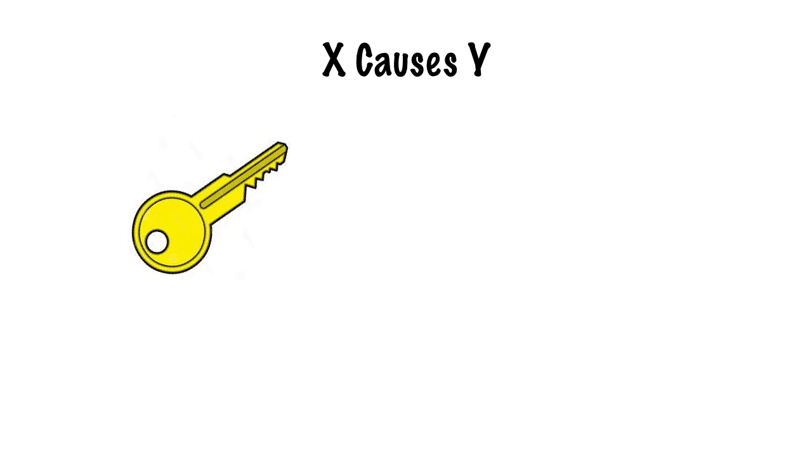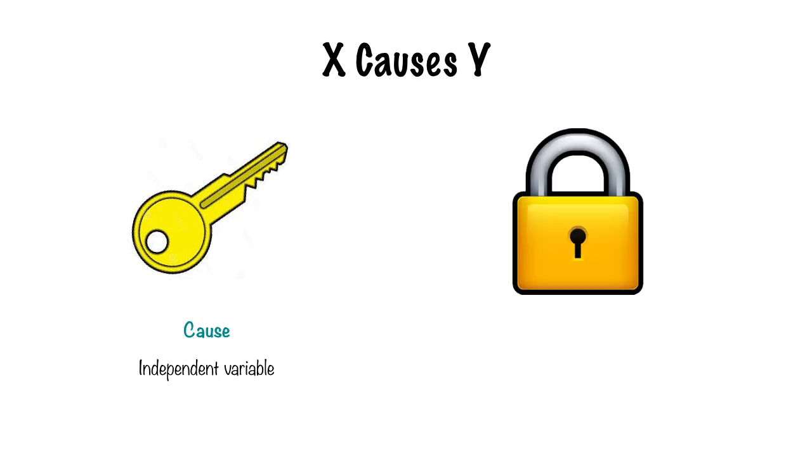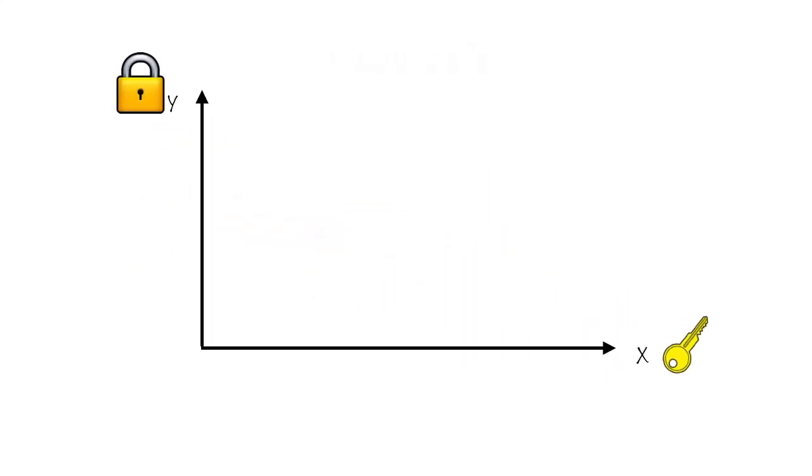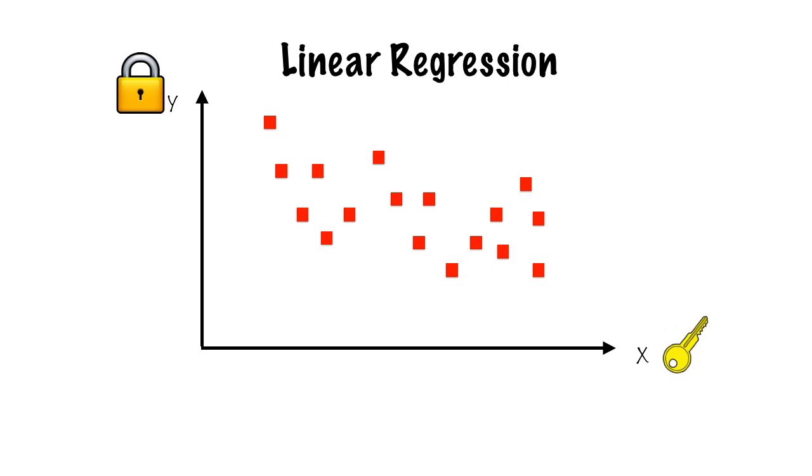Recall that linear regression is all about attributing effects to causes. So X causes Y. This is the kind of relationship that we want to quantify with linear regression. We have causatory or independent variables, and we have effect or dependent variables. And the relationship between X and Y is defined in the form of a straight line. Given a set of points, linear regression then involves finding the best fitting line which passes through those points.